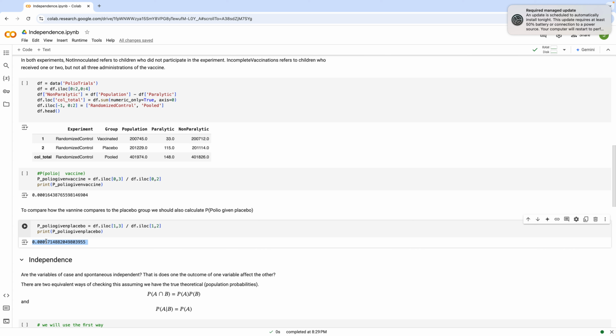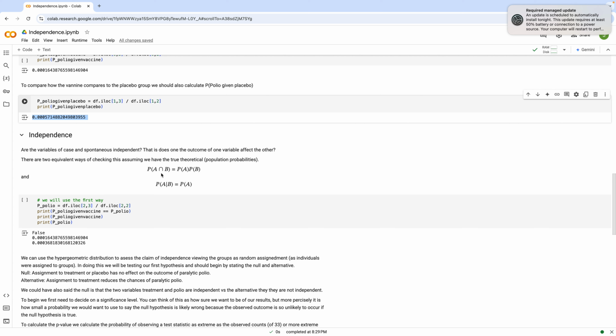Is this just due to random chance? Are they independent? Technically, if we have population probabilities, they would be independent if either of these two conditions are met. We'd previously tried calculating this, and we saw that the conditional probability, if you were given the vaccine, was not equal to the overall rate of polio in the data set. If you are assigned to the vaccinated group, that's your rate of polio, as opposed to the combined population, which is considerably higher.